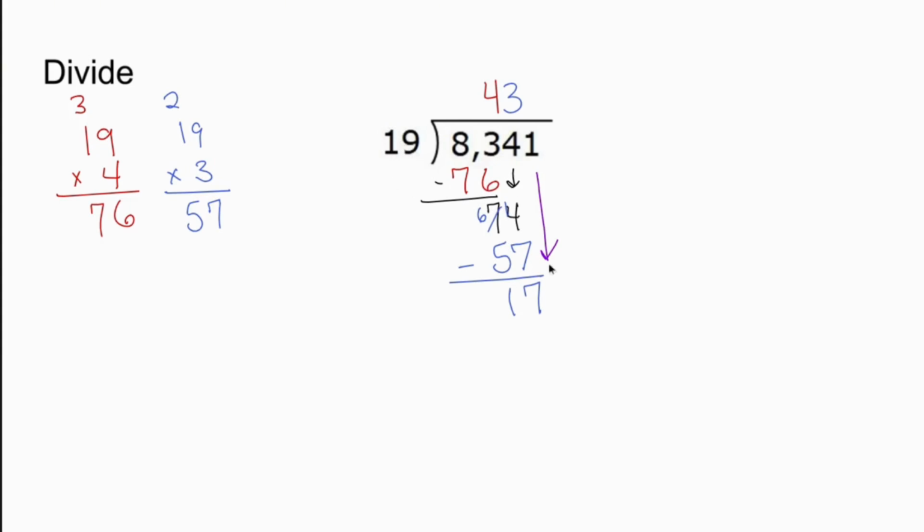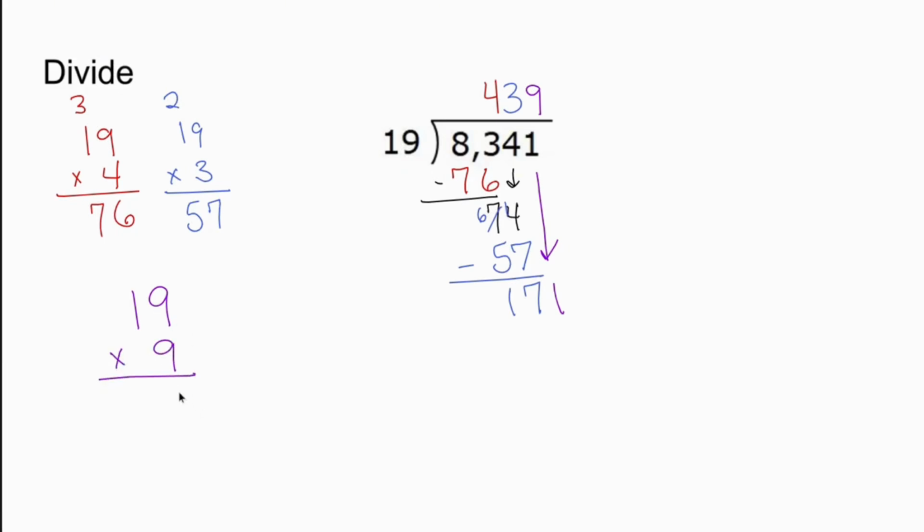So 19 is going to go into 171. I forgot to write it down. 171, I'm going to guess 9 times. And again, ugly, terrible number. So let's go over here and try to figure out what 19 times 9 is.